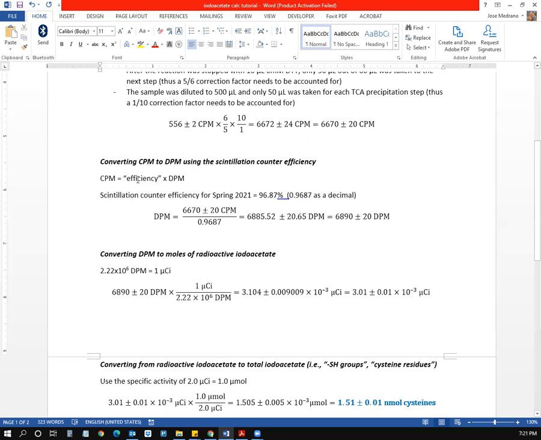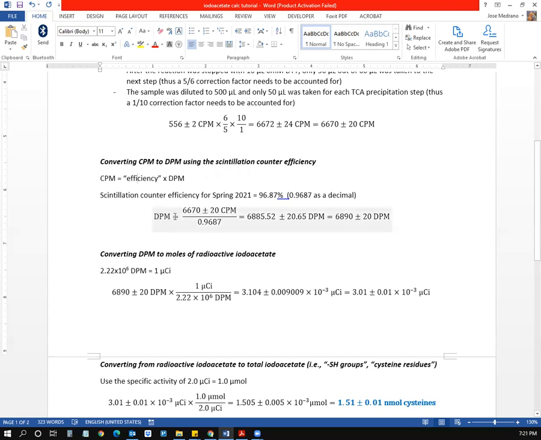And for this semester, the efficiency of the scintillation counter is 96.87%. So we have to convert that to a decimal, which is 0.9687. Then we set up our equation so that we put our back calculated and also corrected CPMs on the left side of this equation. We'll insert this efficiency in decimal form, and then solve for DPM.